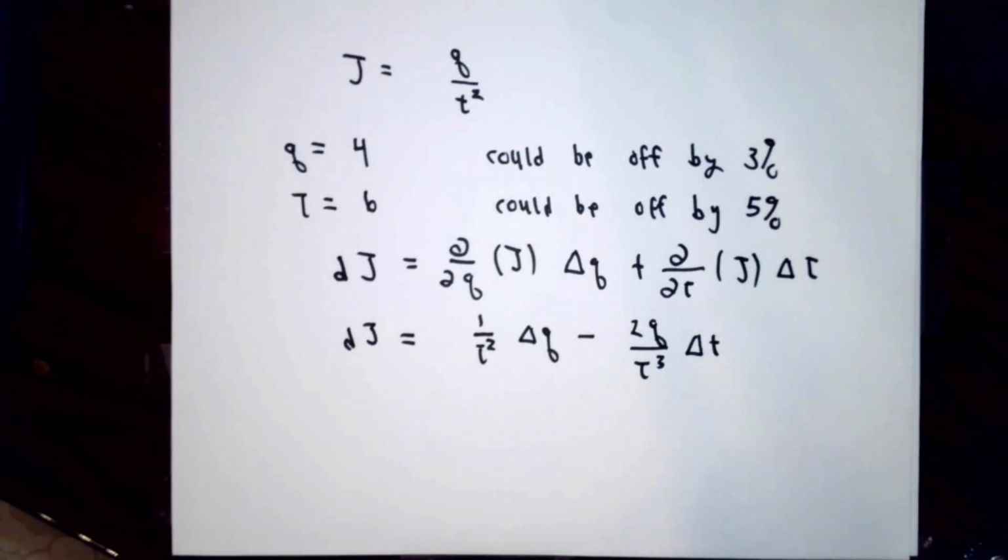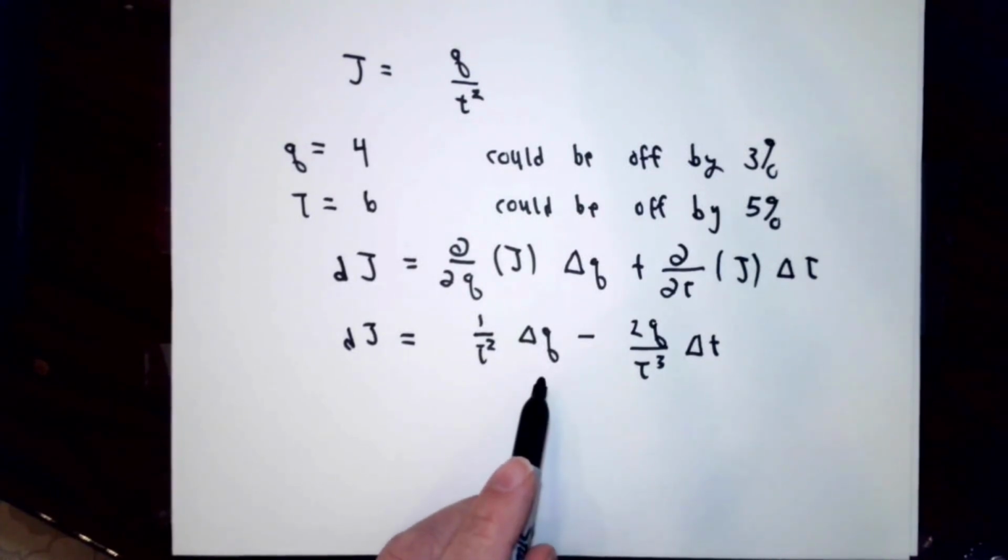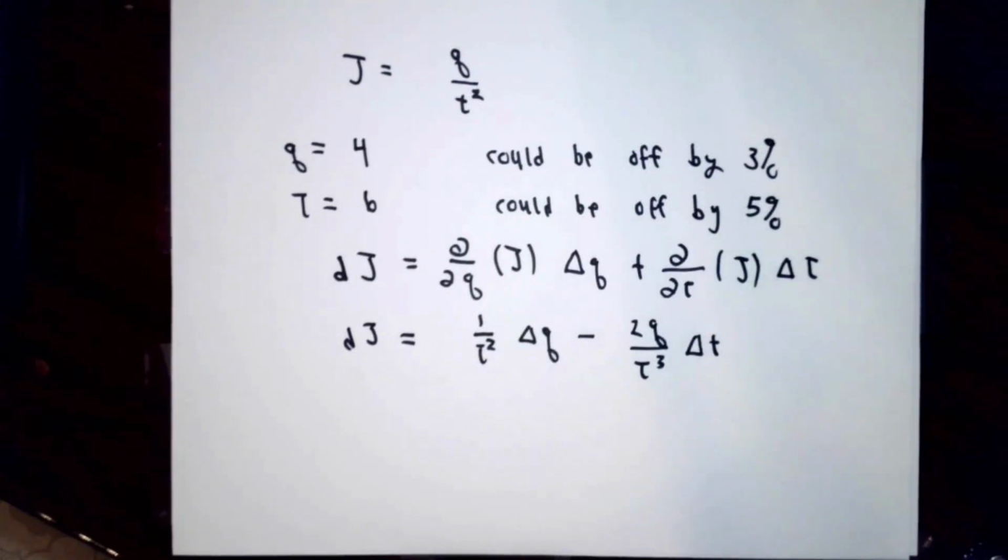We measure Q as being 4, but we could be off as much as 3%. We measure T as being 6. That could be off by as much as 5%. Calculating the differential is no problem, but what is a problem is I don't have actual numbers for delta Q and delta T, so we'll have to do something about that.